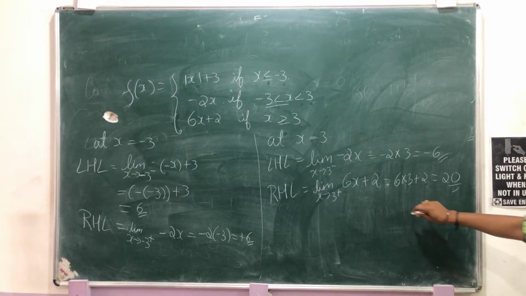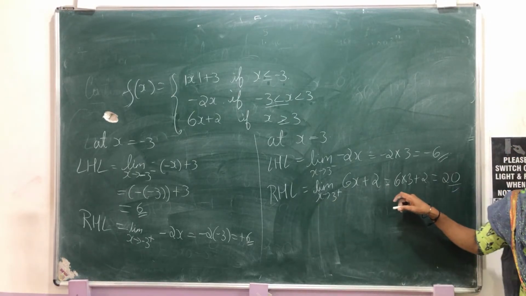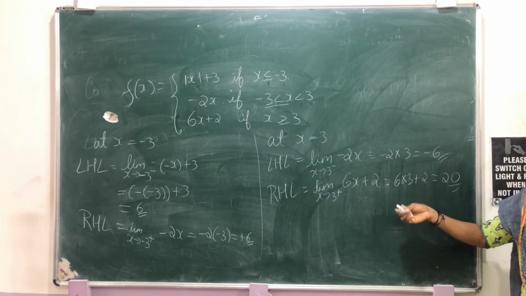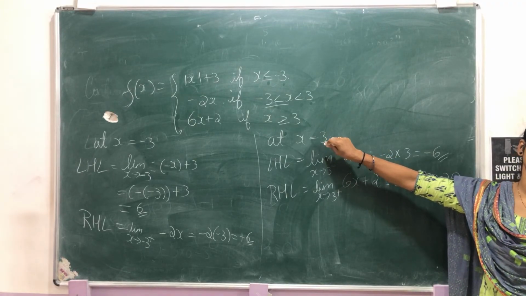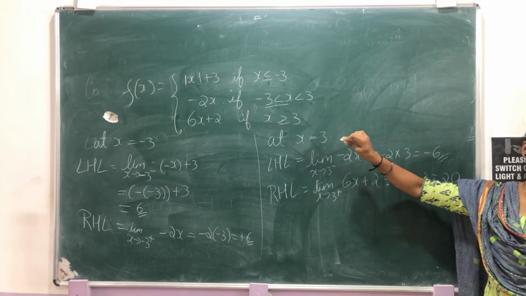Since left hand limit is not equal to right hand limit, the function is not continuous at x equal to 3. Therefore, x equal to 3 is called as point of discontinuity.